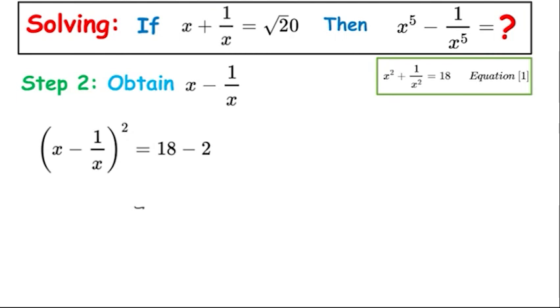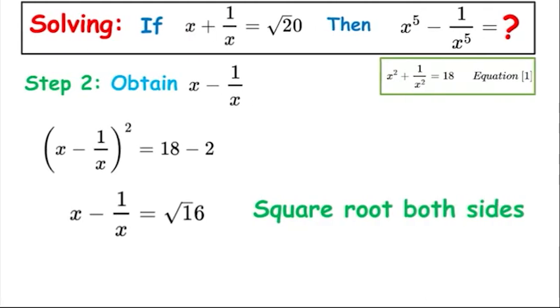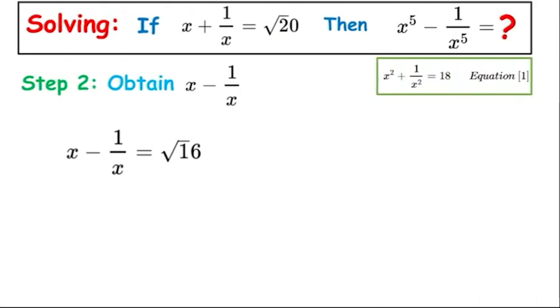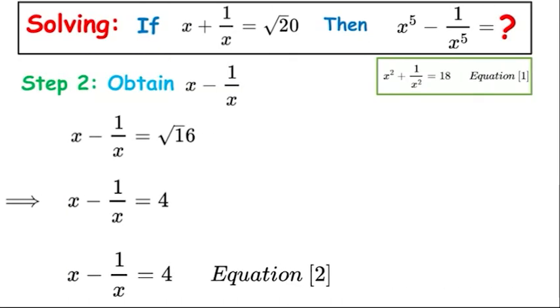Right, so all we need to do now is to reduce it further by getting the square root of both sides. So let's get that done. So if we get the square root of 16, we're going to get a result of 4. So we're going to take that as equation 2. So x minus 1 over x is equal to 4.